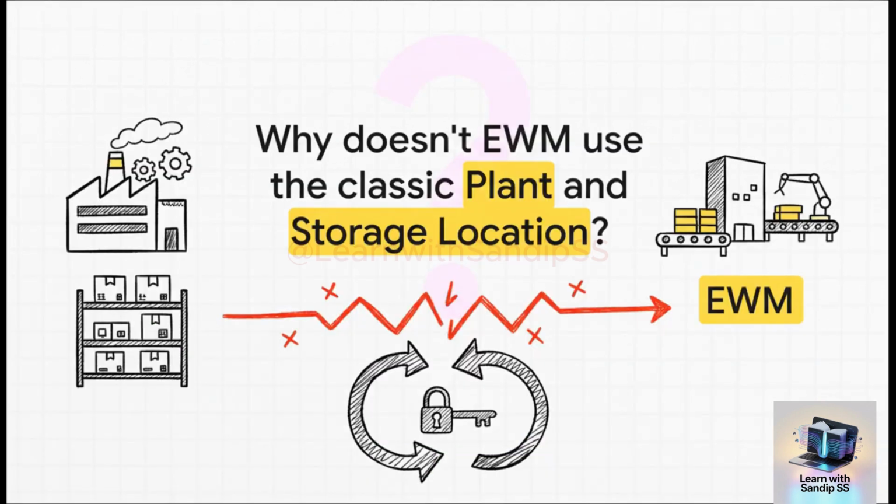Okay, so let's get right to the heart of the matter with this big question. In the classic SAP world, you know how it is. Everything, and I mean everything, revolves around the plant and the storage location. So why on earth does EWM, this super advanced, top-of-the-line warehouse system, seem to ignore all that and play by a completely different set of rules? Well, that's the exact puzzle we're going to solve today.